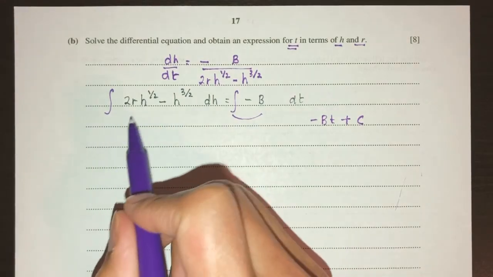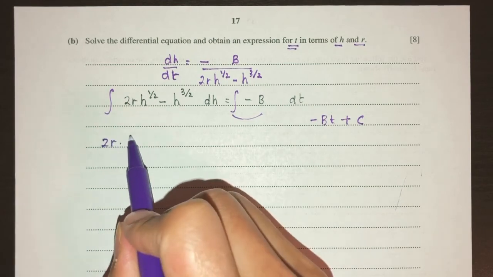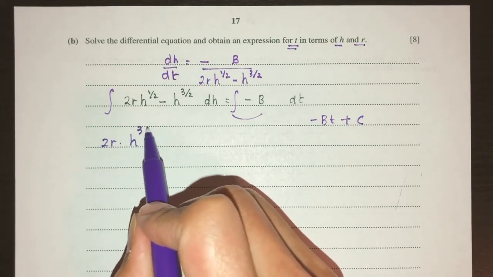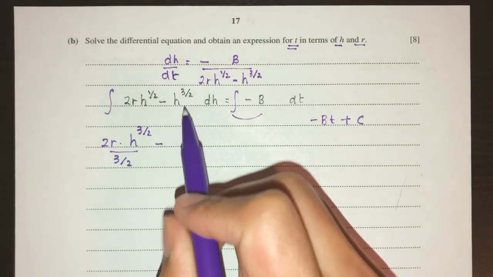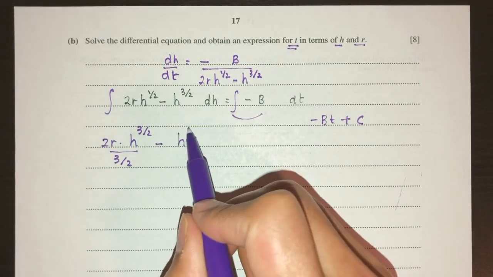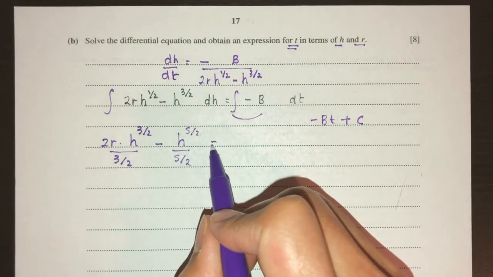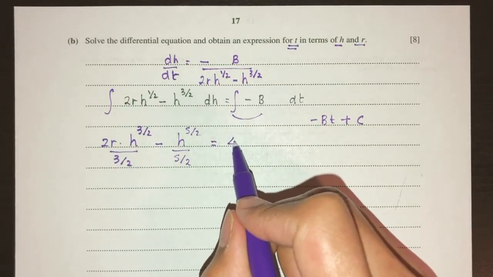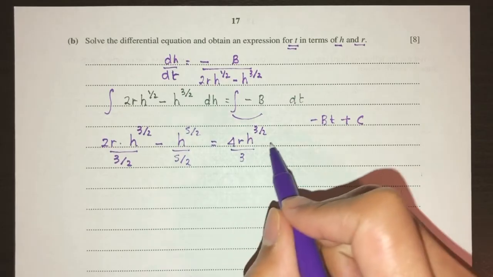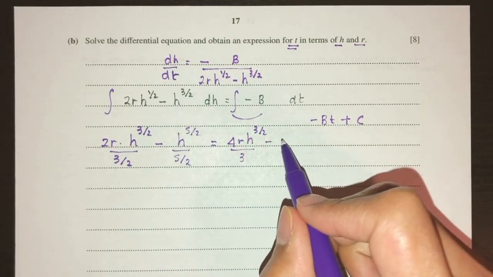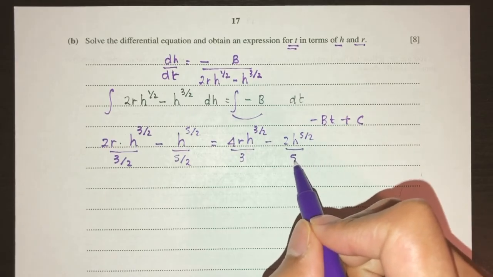But you have to do this one. This will become 2r, which is a multiple, you can just leave this outside. We have to add 1 to the power, it becomes 3 over 2, and divide by it. This is the same thing: add 1, becomes 5 over 2, divide by 5 over 2. And this will give you what? Let's simplify. You will have 4r h 3 over 2 divided by 3 minus 2h 5 over 2 divided by 5.